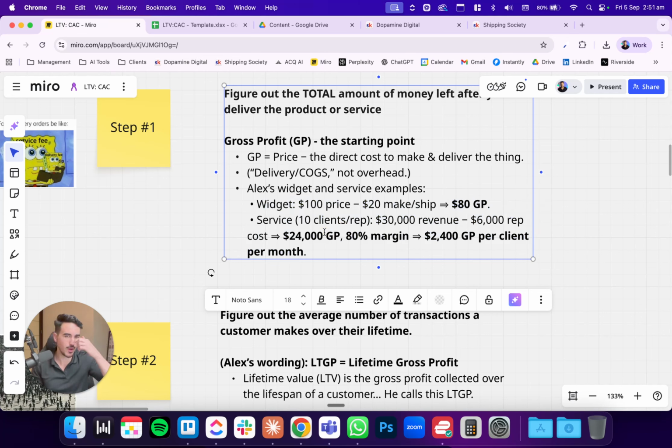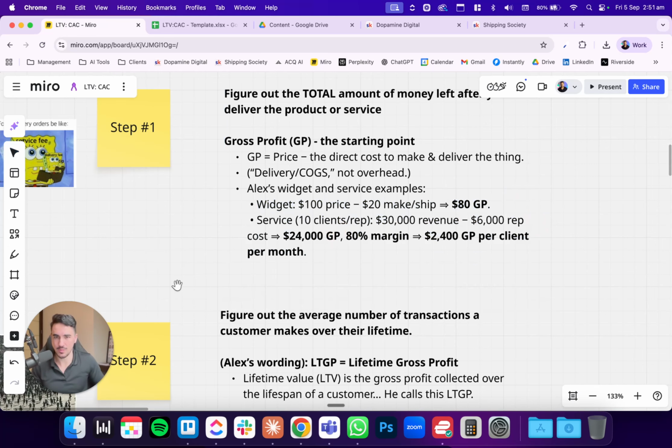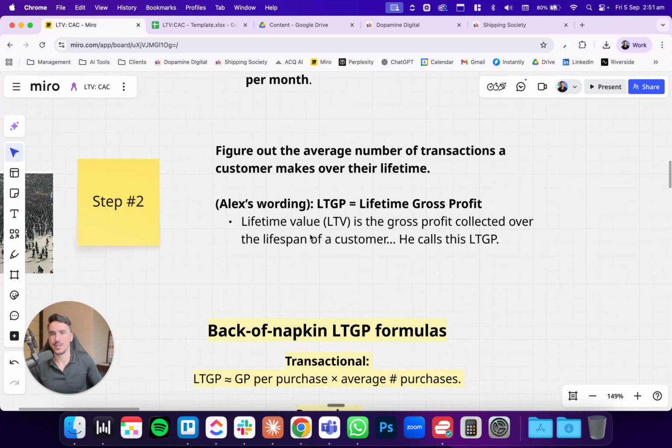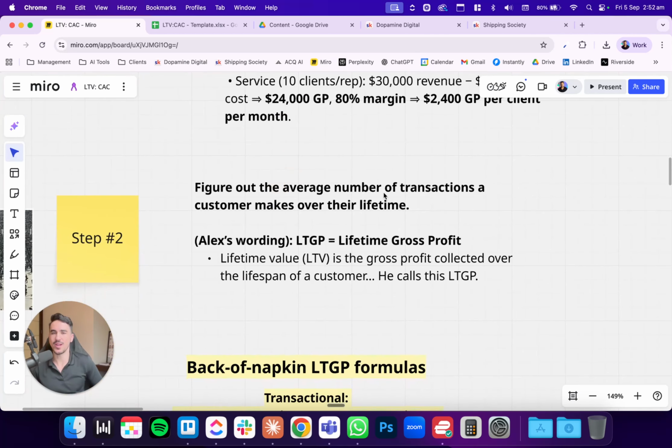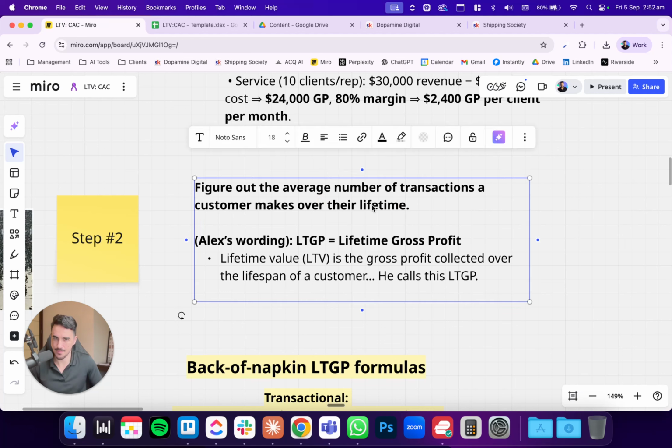Once you start getting into recurring, things get a little bit complicated. Now, the lifetime gross profit is really easy to understand. It's just taking the gross profit and then figuring out the average number of transactions a customer makes over their lifetime. So if you have a widget and somebody buys it once and that's it, not so good, not a very good business model. If you have a service-based business and people usually stay for 2 years, then if they pay you monthly, it would be 24 months times the fee that they pay you for that month, right?